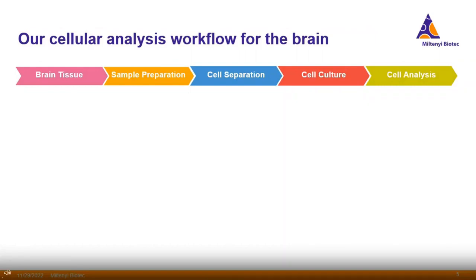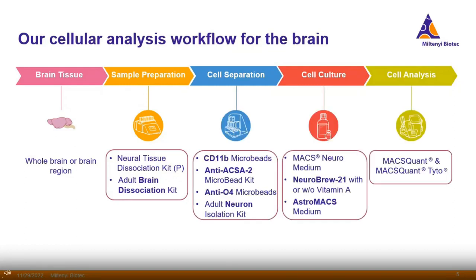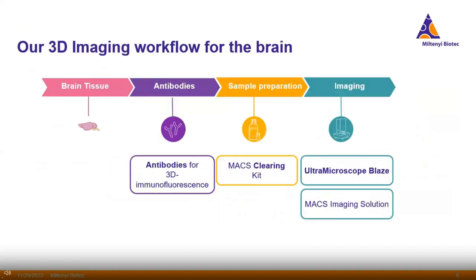Just very shortly, so that you get an overview, our workflow for dissociation and analysis starts with sample preparation, where we have dissociation kits and the GentleMACS, an automated dissociator. For cell separation, we have different microbeads, which are labeled magnetic beads to isolate cells. For cell culture, we have media and supplements. And for the analysis, we have a flow analyzer and sorter.